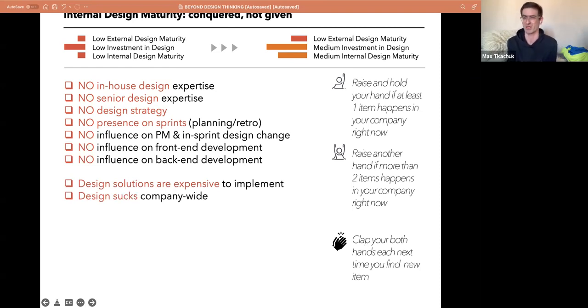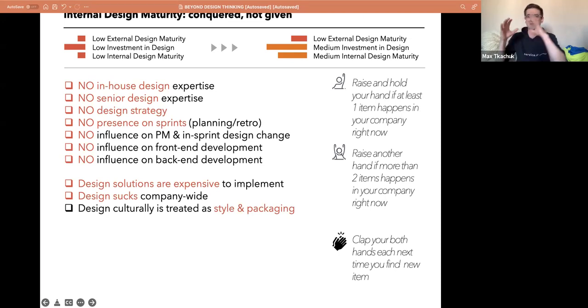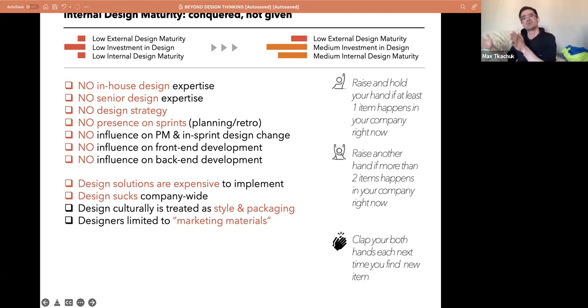Design sucks company-wide, and people inside the company are kind of okay with that. It's even scary. Yeah? Design is culturally treated as style and packaging. An old-school, third industrial revolution process of producing goods, and in the end you pack them. Yeah? Design is limited to marketable materials, yeah? The pre-sales, sales part, not the actual usage of the product or service.